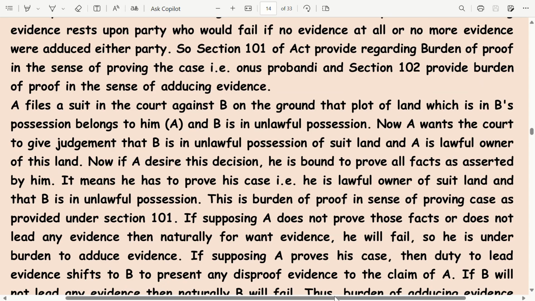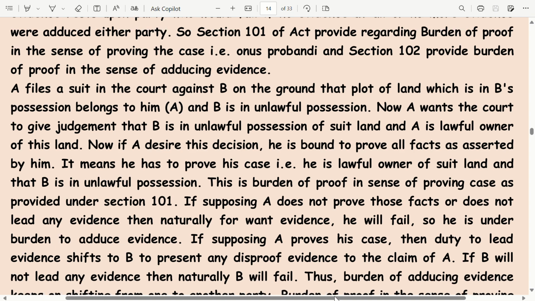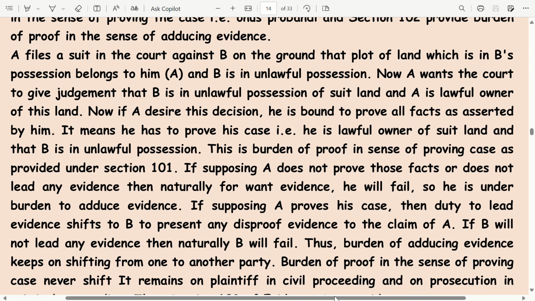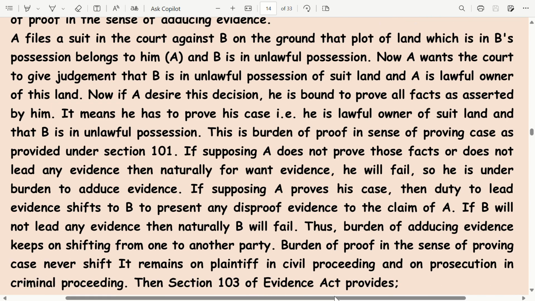If supposing A does not prove those facts or does not lead any evidence, then naturally for want of evidence he will fail. So he is under the burden to adduce evidence. If supposing A proves his case, then the duty to lead evidence shifts to B to present any disproving evidence to the claim of A. If B does not lead any evidence, then naturally B will fail. Thus, the burden of adducing evidence keeps on shifting from one party to another party. Burden of proof in the sense of proving the case never shifts. It remains on the plaintiff in civil proceedings and on the prosecution in criminal proceedings.